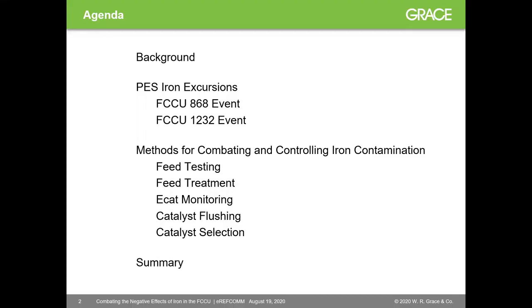We'll start with looking at some background information on the effects of iron poisoning on FCC catalyst, as well as unit operation and yields. We'll also cover specific events that were the origin of this paper. And finally, we'll discuss a variety of methods to manage iron in the FCC unit.